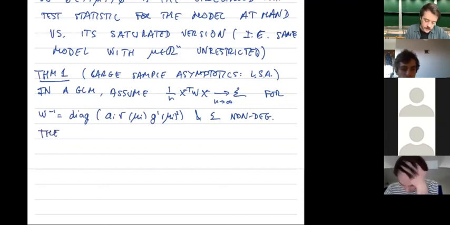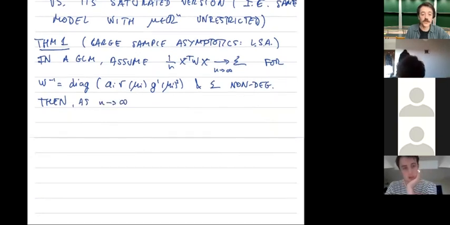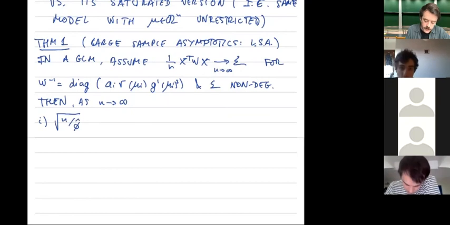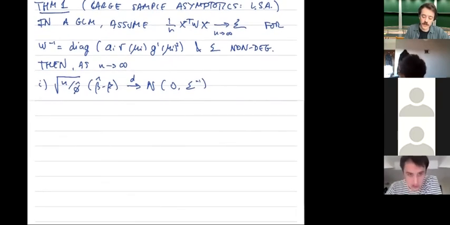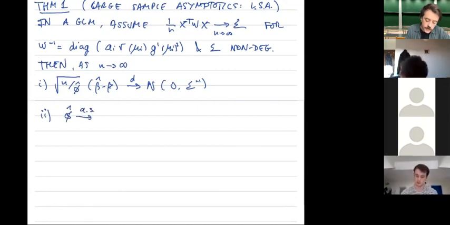Then as n goes to infinity, we have the following conclusions. First, the rescaled version of the beta MLE centered at the true parameter converges in distribution to a normal distribution with 0 mean, so it's consistent, but we also have asymptotic normality with Sigma inverse as the limiting variance. The second conclusion is that phi hat converges almost surely to phi.